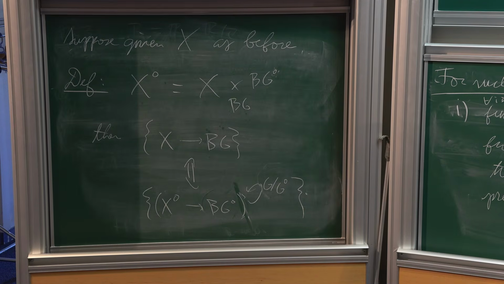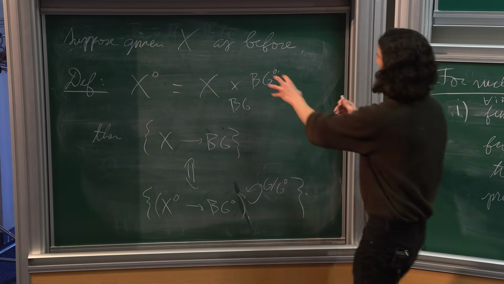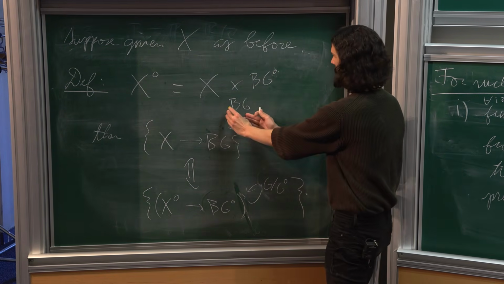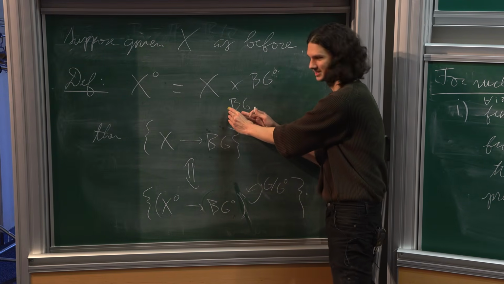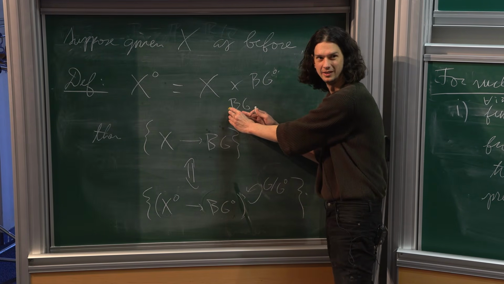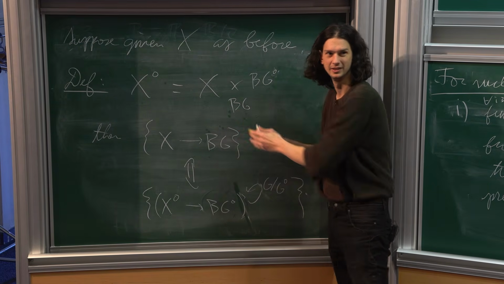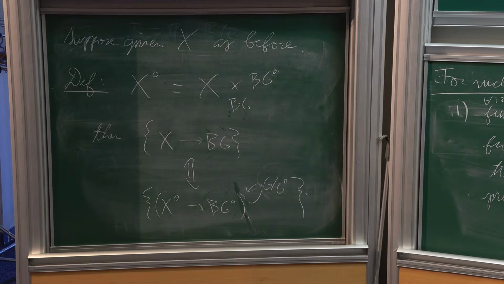Not fixing the base point. But how does it act on X? Just because it not just acts on BG, but it acts on BG circle over BG, as an object in the slice category. Okay, with the identity action on BG. Because you can view it as a kind of a bundle.